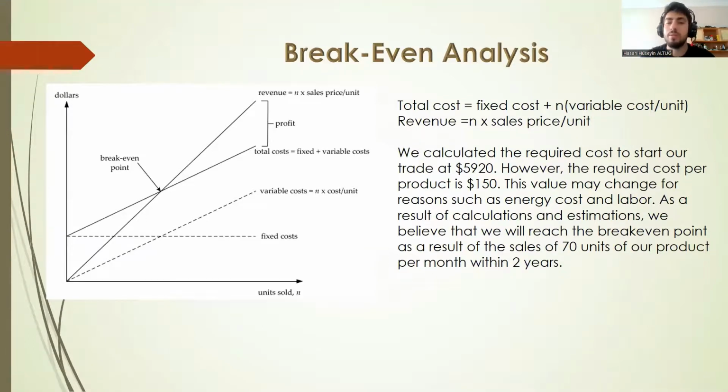We calculate the required cost to start the trade at 5,920. However, the required cost per product is 150. The value may change for reasons such as energy cost and labor. As a result of calculation and estimate, we believe that we will reach the break-even point with sales of 70 units of our product per month. We think 2 years.